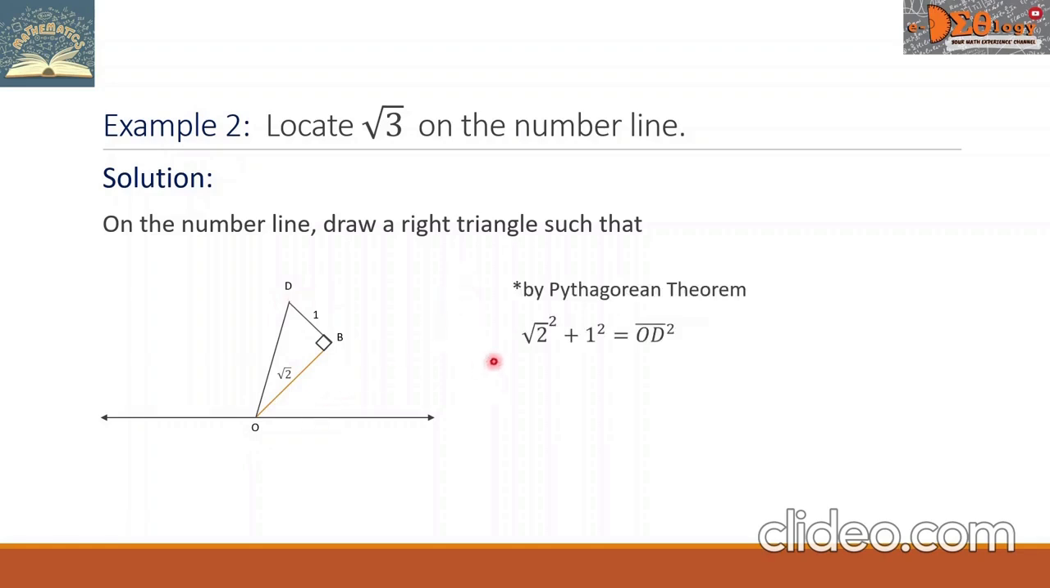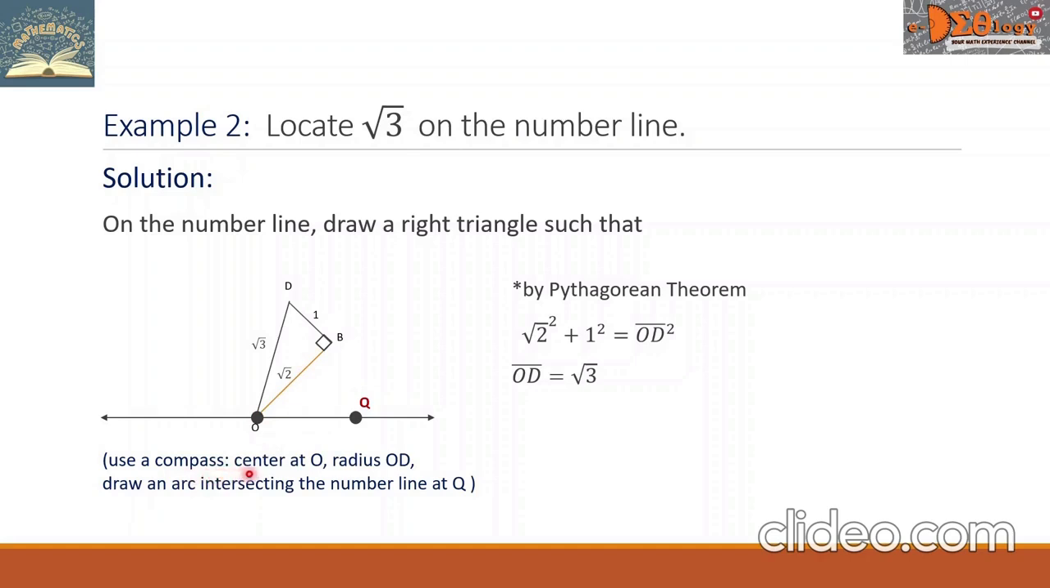By the Pythagorean theorem, we have the square root of 2, which is squared, plus 1 squared is equal to the square of the length of the side OD. When we simplify this, the side OD is equal to the square root of 3. Then we will use a compass, center at O, radius OD. We will draw an arc intersecting the number line at the point Q. So, OD, that is the square root of 3, now equals OQ on the number line.